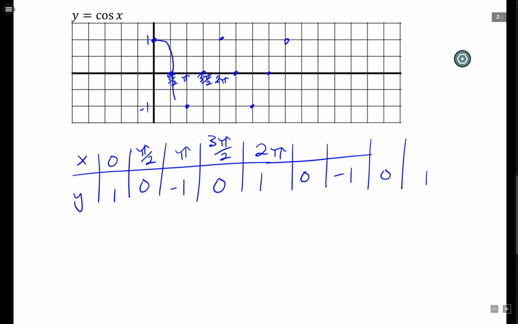Notice that this is also making a wave. It's just that instead of the wave starting in the middle, like the sine did, the wave is kind of starting at the top. Interesting.